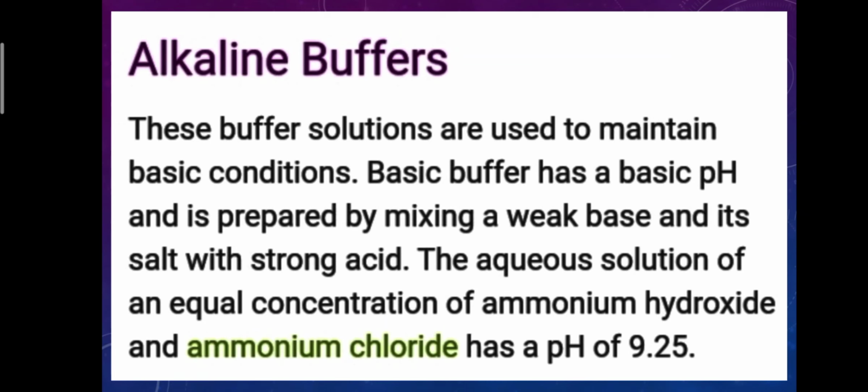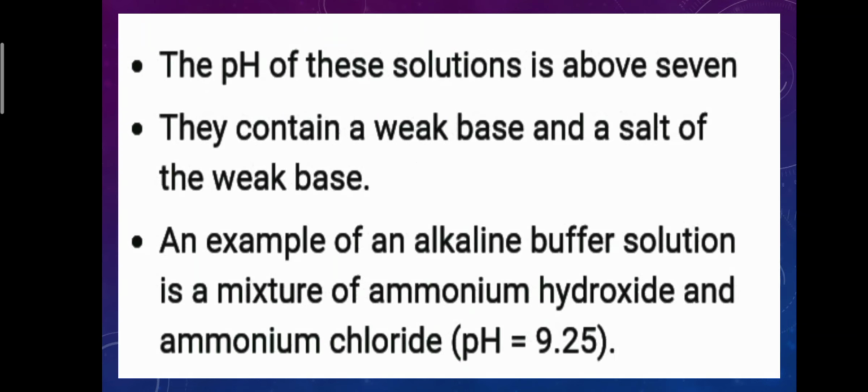Now, alkaline buffers. These buffer solutions are used to maintain basic conditions. A basic buffer has a basic pH and is prepared by mixing a weak base and its salt with a strong acid. The aqueous solution of an equal concentration of ammonium hydroxide and ammonium chloride has a pH of 9.25. The pH of basic buffer solutions is above 7.